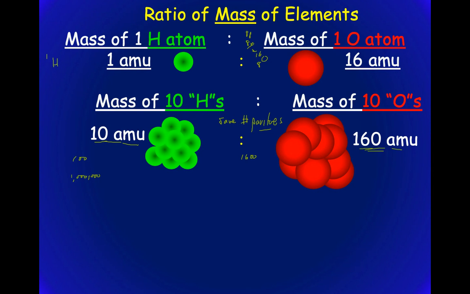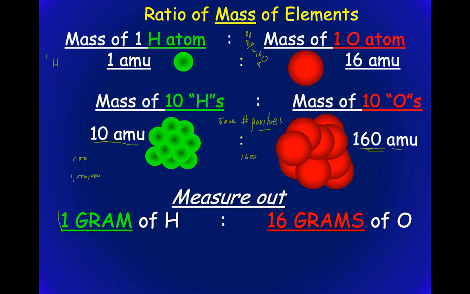What I eventually want to do is get to a point where I have so many particles that the AMU turns into grams, right? Because if I can turn that into grams, then I can put them on a scale and I can still count them. And that's what I want to be able to do. So I'm going to jack this all the way up until I can measure out 1 gram of hydrogen and 16 grams of oxygen. So I would still have the same number of particles.